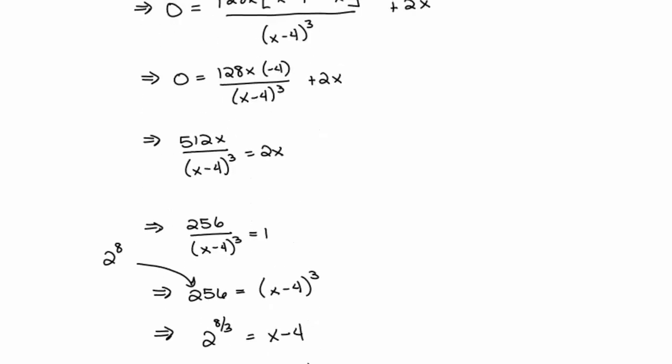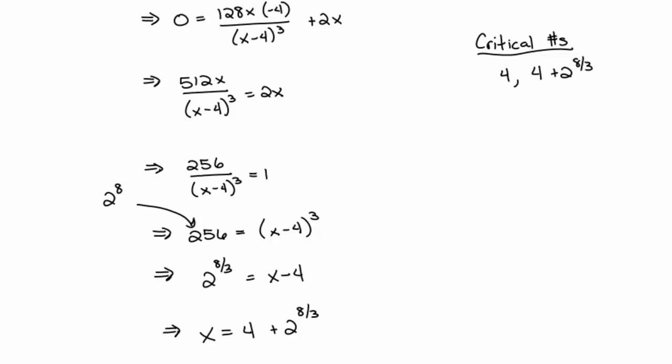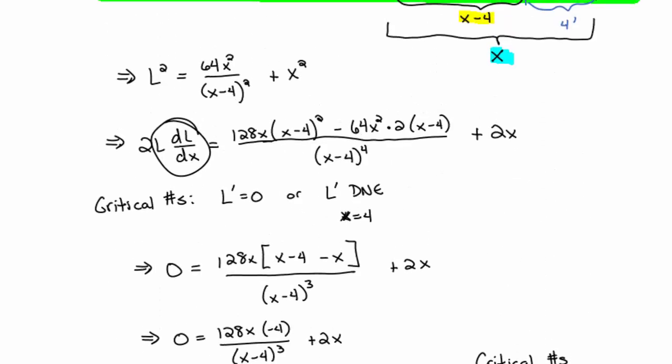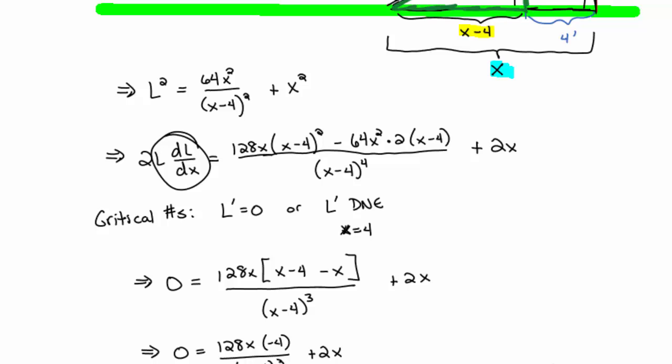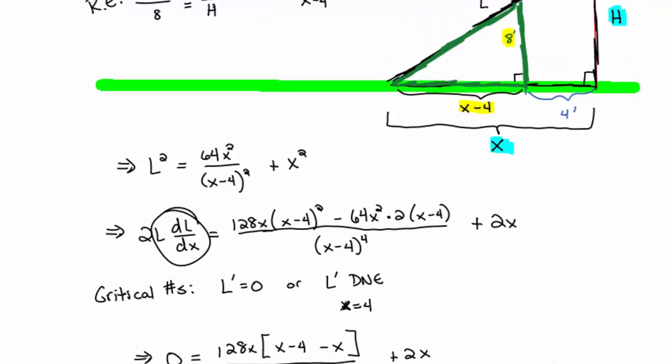Okay, so our critical points, our critical numbers, just to reiterate, are 4 and, like I said, 4 plus 2 to the 8 thirds. Those are our two critical numbers. And then we also have to consider the domain of our function L to begin with here. So what can the ladder be? Well, technically speaking, the ladder could be a lot of lengths. It can't be length 0, obviously, but there's a range of lengths it can be.